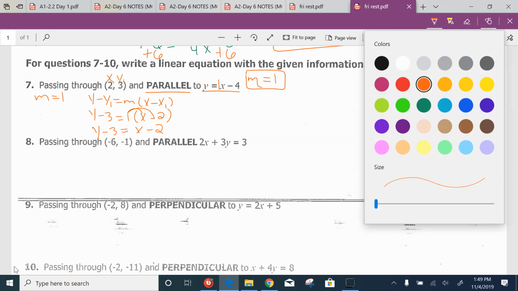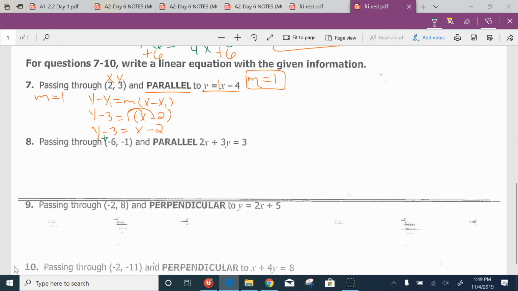Now to get the y by itself, all I have to do is add 3 to the left side and 3 to the right side, and I get y equals x. Negative 2 plus a positive 3 is a positive 1. So I get y equals x plus 1 from my equation. I have the same slope, which I should for parallel lines, but with different y-intercepts, and that makes sense.